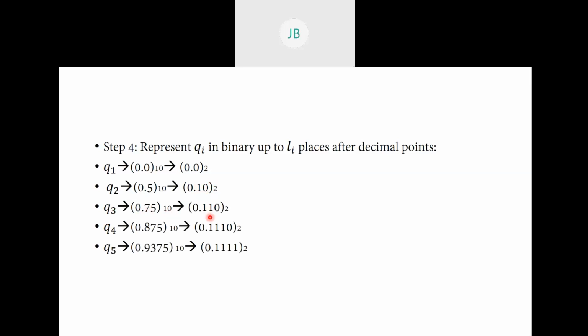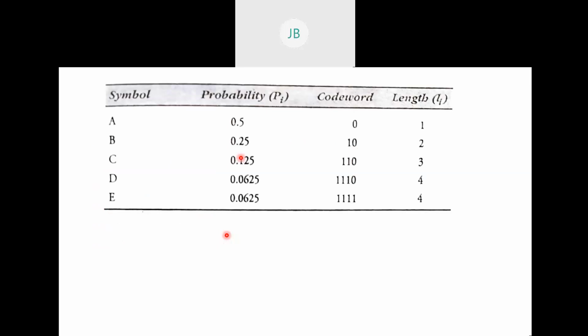We need to convert it from decimal to binary, and how many bits will this binary conversion have? L3 number of bits. L3 was 3, so we have 3 bits here. Similarly, Q4 and Q5 will have 4 bits when we convert the decimal value into binary. So this gives us almost the answer. What is the code word for each of the symbols? So let us list it in the form of a table.